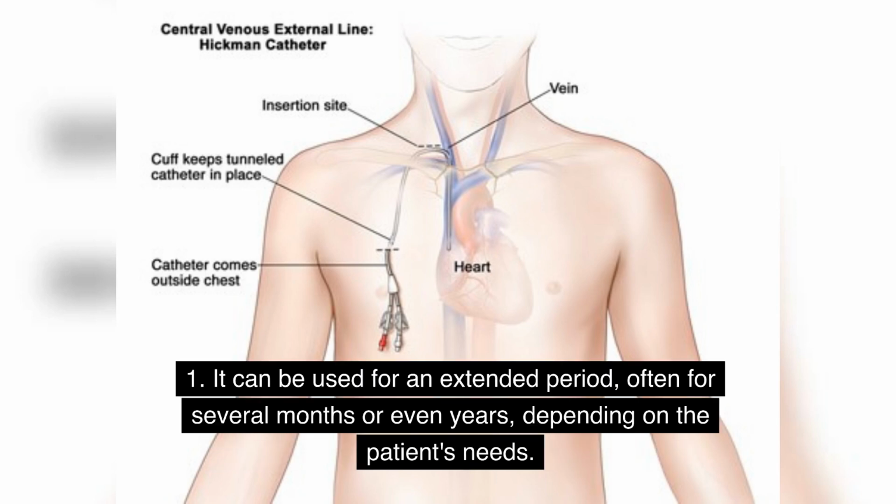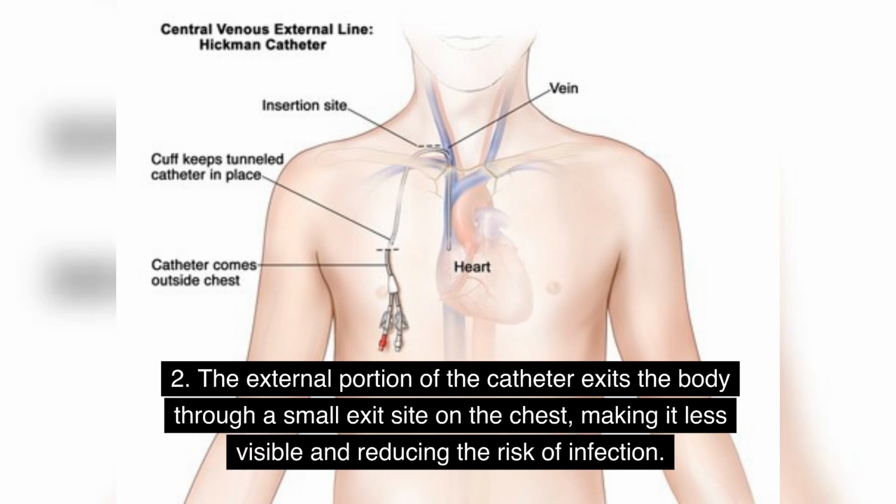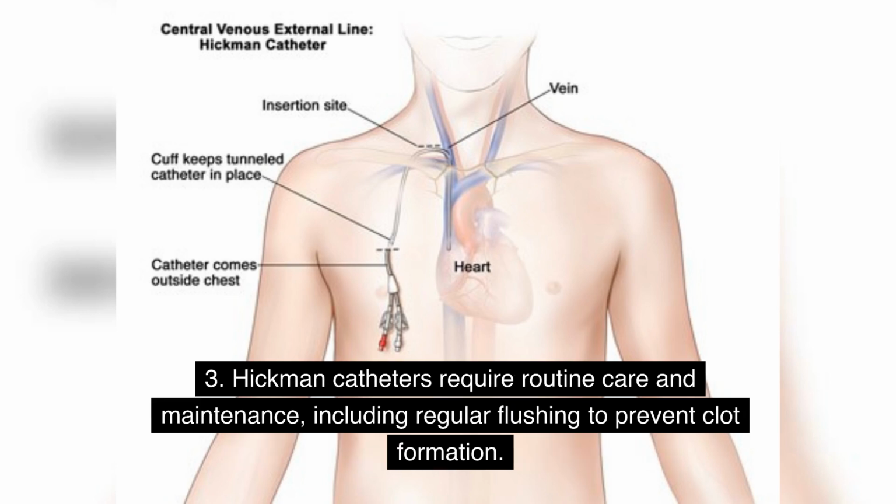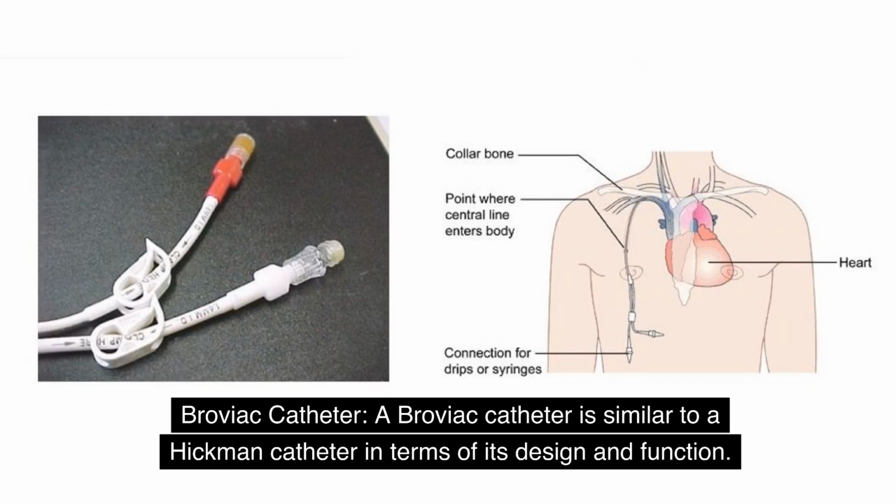It can be used for an extended period, often for several months or even years, depending on the patient's needs. 2. The external portion of the catheter exits the body through a small exit site on the chest, making it less visible and reducing the risk of infection. 3. Hickman catheters require routine care and maintenance, including regular flushing to prevent clot formation. Broviac catheter. A Broviac catheter is similar to a Hickman catheter in terms of its design and function.